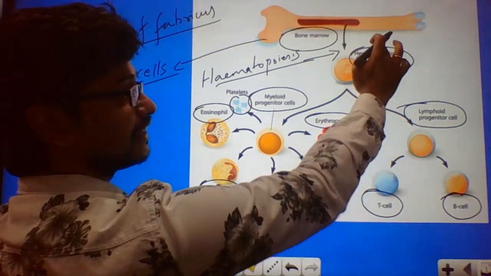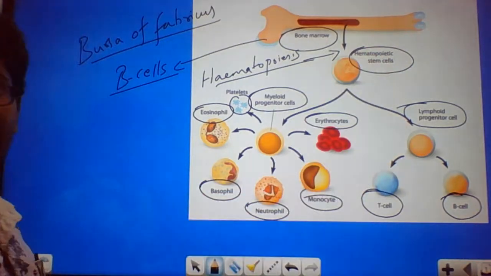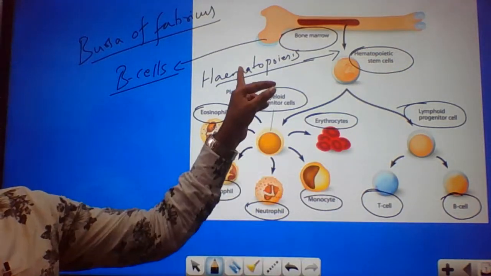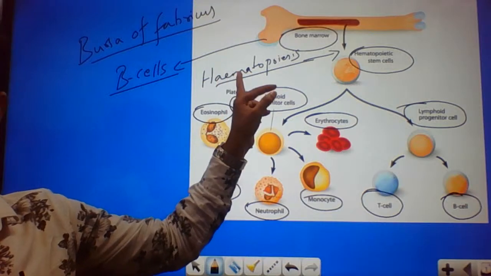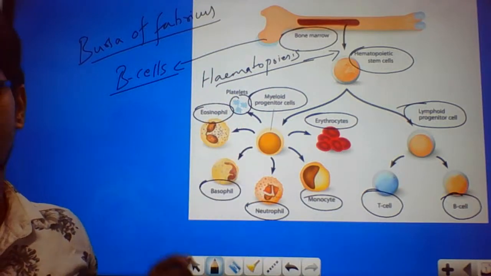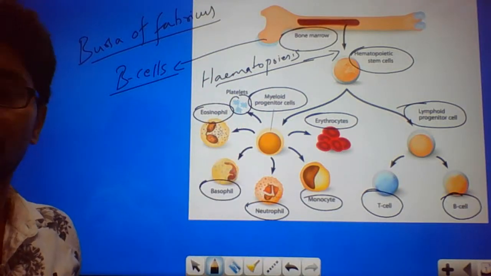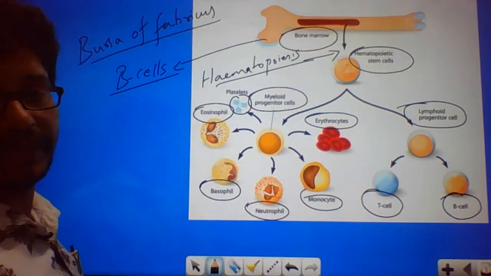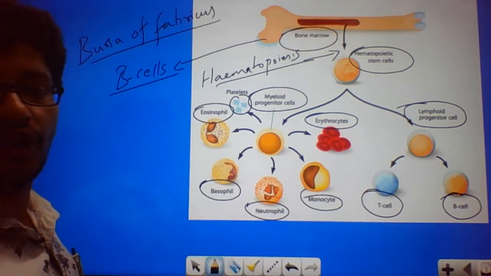Where do both of them come from? They come from the hematopoietic stem cells. What is the name of the process? This process we call hematopoiesis. It's the formation of the blood cells. This is the main function played by the primary lymphoid organ, that is your bone marrow.